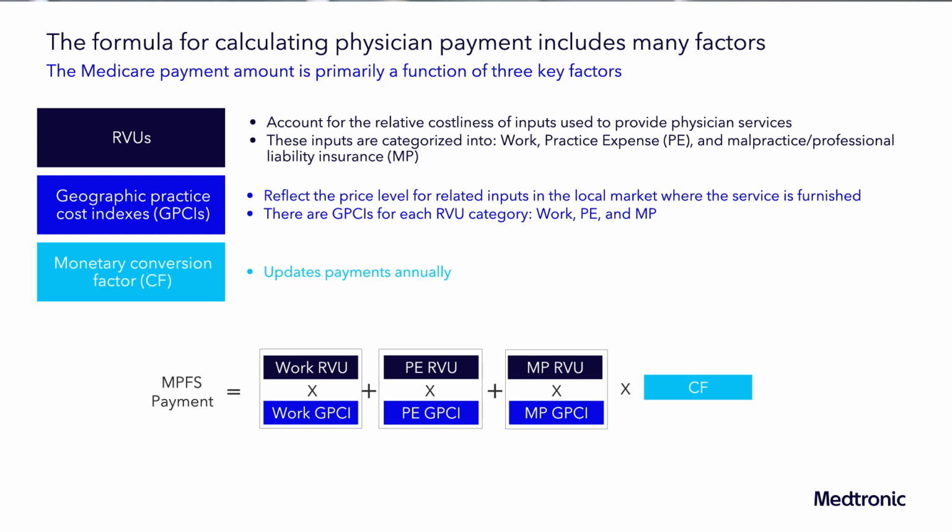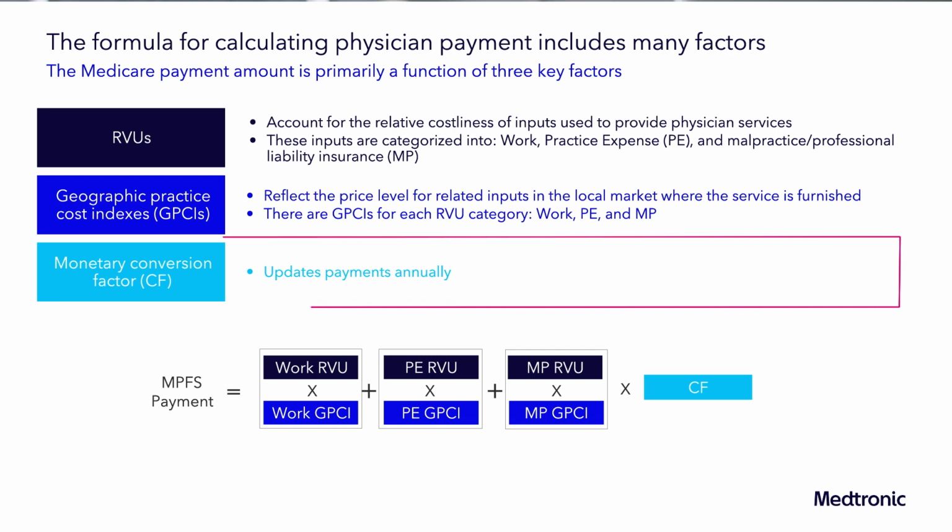Now that we have established some of the foundational components that go into coverage, coding, and payment, let's look more closely at physician reimbursement. Several components work together to establish physician payment via the MPFS. Three key factors are relative value units, or RVUs, Geographic Practice Cost Index, or GPCIs, and the Monetary Conversion Factor, or CF.